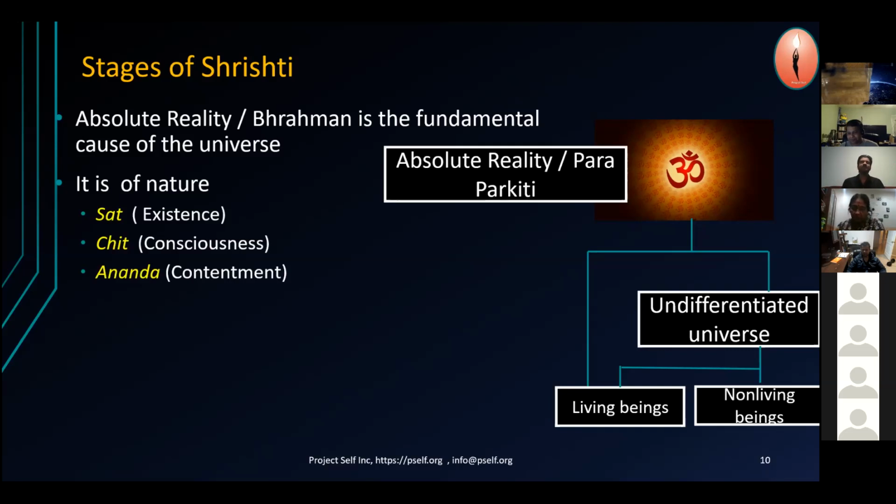But this undifferentiated characteristic, that is also a characteristic of the Brahman. It's not a characteristic. It came out of the Brahman. Okay. Brahman does not have any characteristics. Right? It is attributeless. Yeah. I know that it is metaphysical. It is hard to perceive.